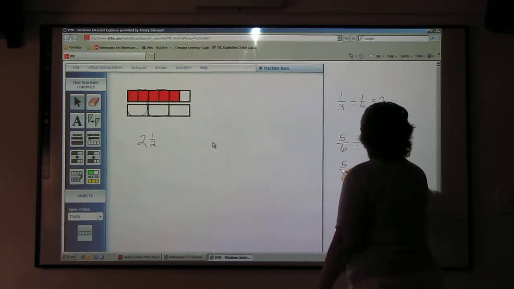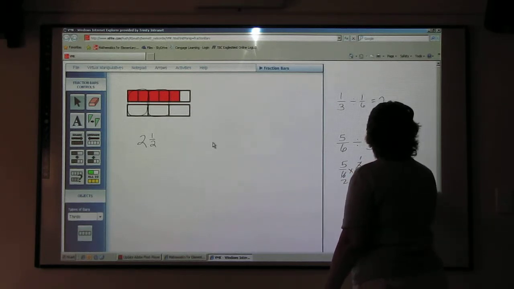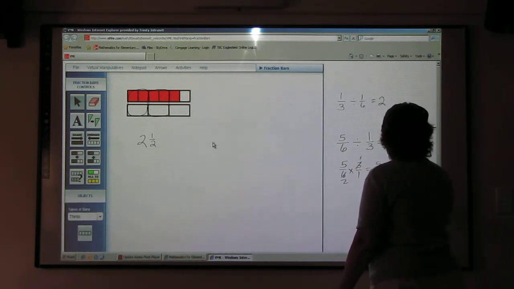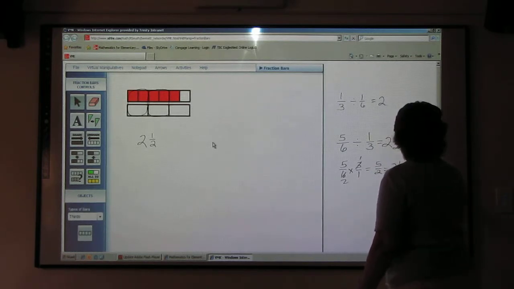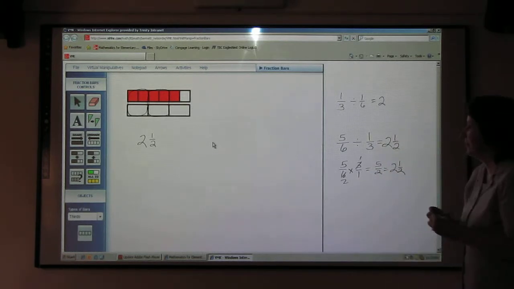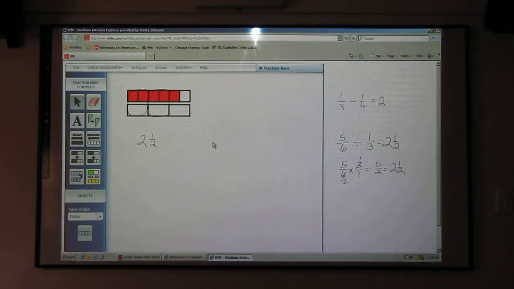If I did the traditional algorithm, 5/6 times 3/1, this time I'll cancel, and I will end up with 5/2, which simplifies to 2 1/2. All right, so there's the concept of division of fractions using manipulatives.